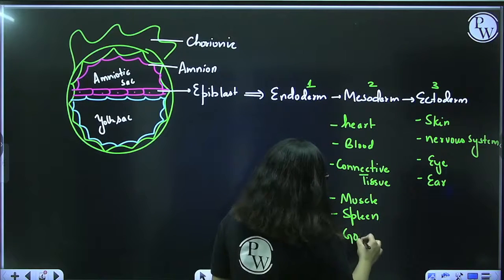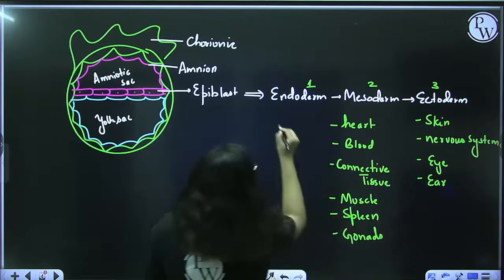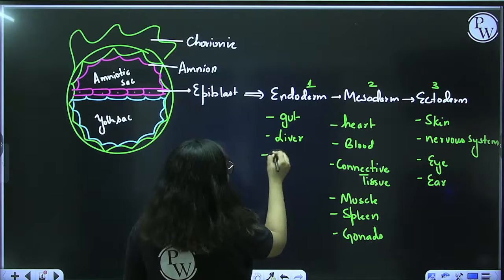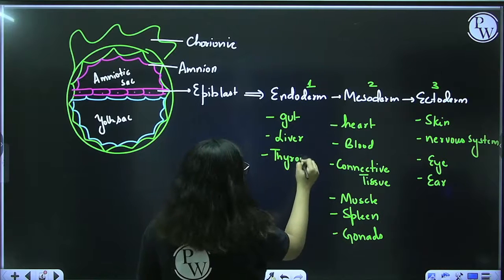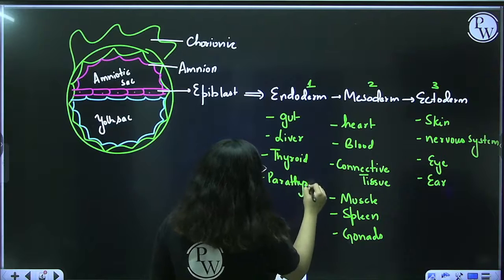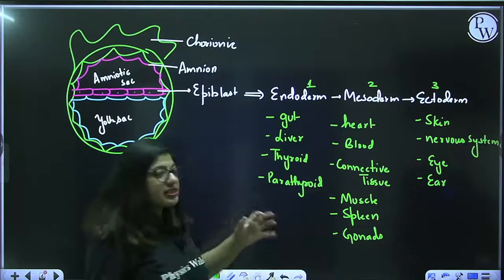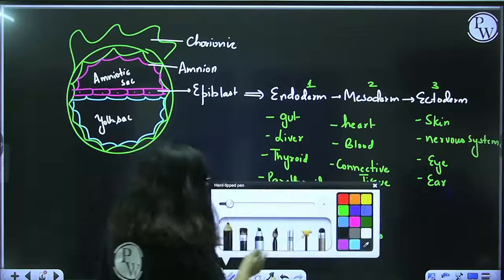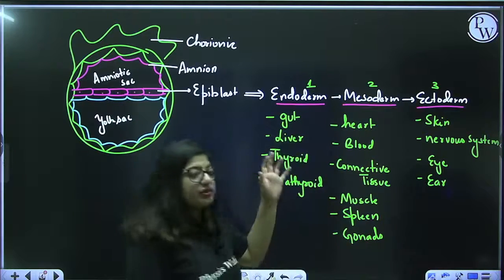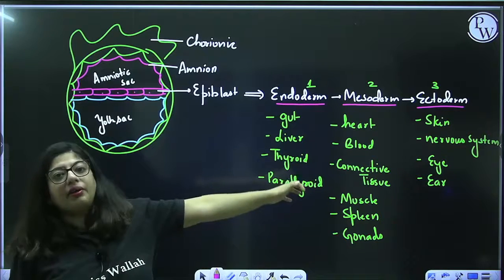like spleen, like gonads. Whereas endoderm will form your gut, your liver, your glands like thyroid, parathyroid, all these glands, they will form from endoderm. So this is the fate of all these three germ layers. These three germ layers are responsible, or they are given the responsibility to form the entire embryo, right?